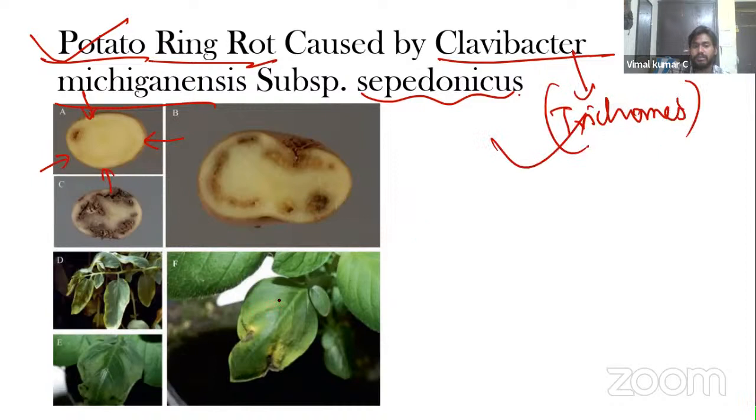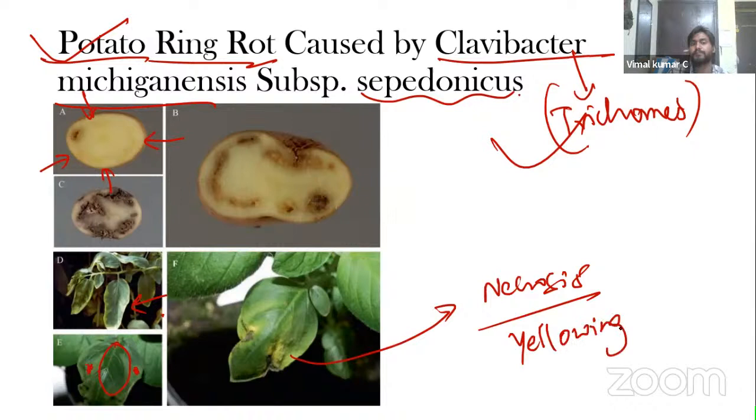Then the leaf mottling or specks will be there. See here, you can see the darker areas replaced by greenish areas. Like that, okay. Then in later stages it will start producing necrosis, then yellowing.